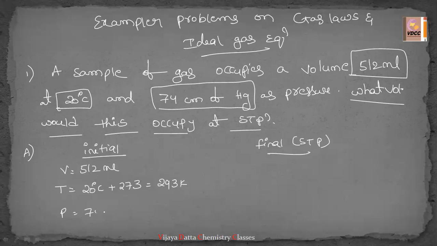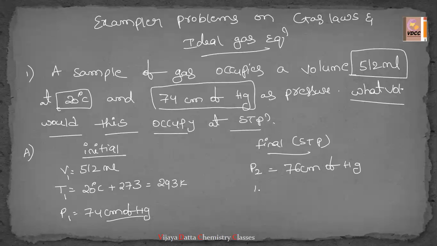Pressure is given as 74 centimeter of Hg. Now at STP we have to find. Suppose we consider these as P1, V1, T1 as the initial values, then at STP conditions, pressure in centimeter of Hg is obviously 76 centimeter of Hg. The value is fixed, right? If you want to take mm of Hg, 760 will be its value.